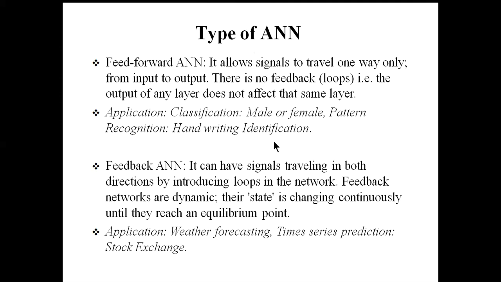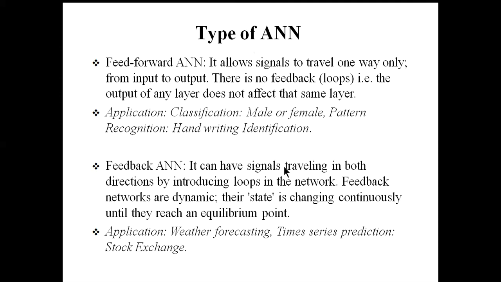That means feedback neural networks can have loops, or should have loops, in their structure. So feedback neural networks are dynamic and their states are changing continuously. So what is the application of feedback artificial neural networks?